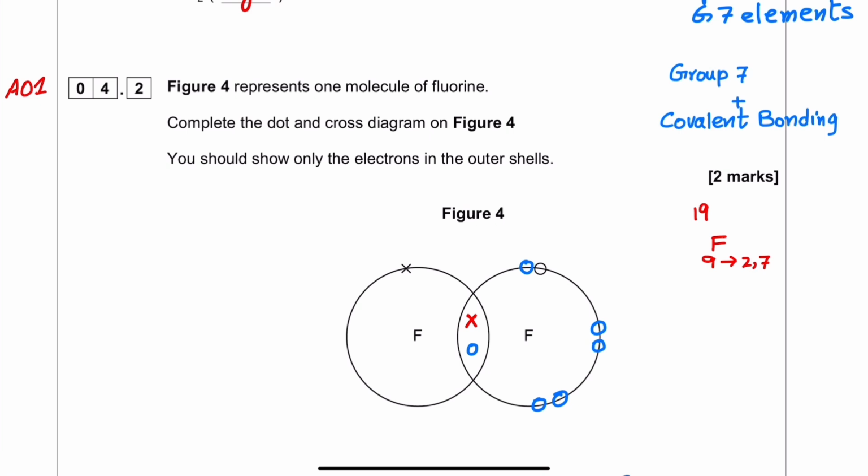Whereas for the other fluorine, we have 1, 2, 3, 4, 5, 6, 7, and 8. Altogether, both fluorines are satisfied because the number of electrons in the outermost shell is 8. Let's count the number of electrons: 1, 2, 3, 4, 5, 6, 7, and 8. Count the number of electrons for the other fluorine: 1, 2, 3, 4, 5, 6, 7, and 8.